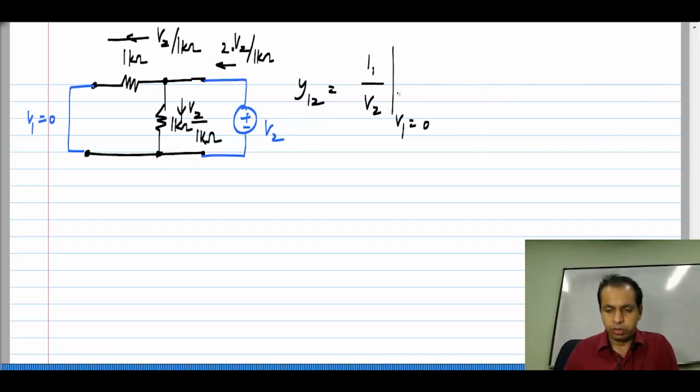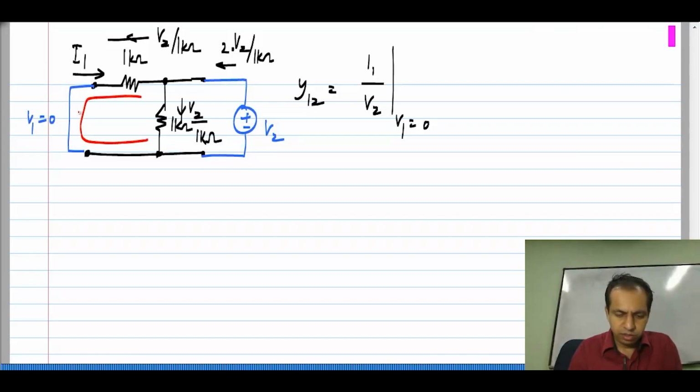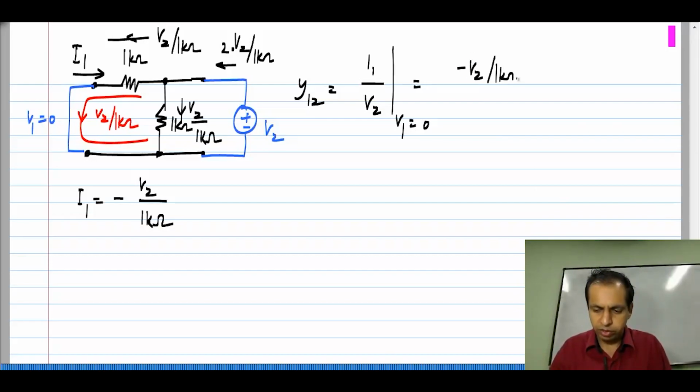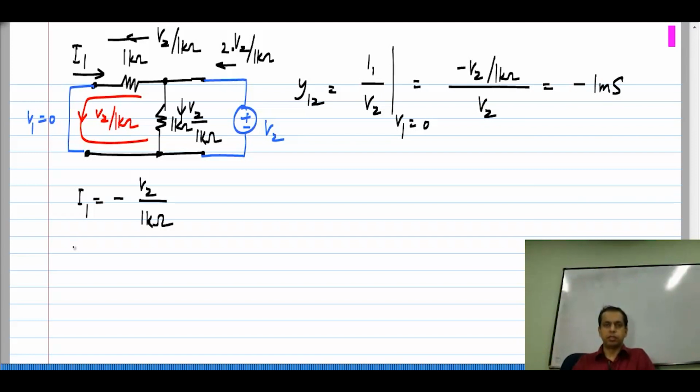Now, for Y12, what do I need? I want I1, which is the current this way. Okay. I already evaluated that. V2 by 1 kilo ohm flows that way. So, I1 is the negative of this. So, I1 is minus V2 by 1 kilo ohm, which gives you minus V2 by 1 kilo ohm divided by V2, which is equal to minus 1 millisiemens. Okay.